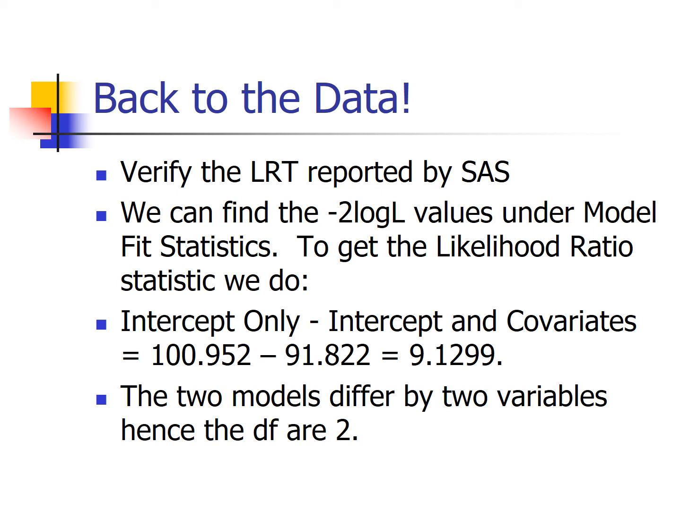And the two models differ by two variables. The model we just fit has the sex and smoking variables, and of course we're comparing it to a model that has no variables at all. So the difference between them is these two variables, and that's why the degrees of freedom are listed as 2. We are going to do other types of likelihood ratio tests, so I do want to expose you to the basic process here.